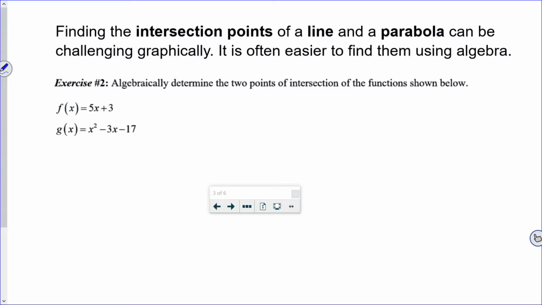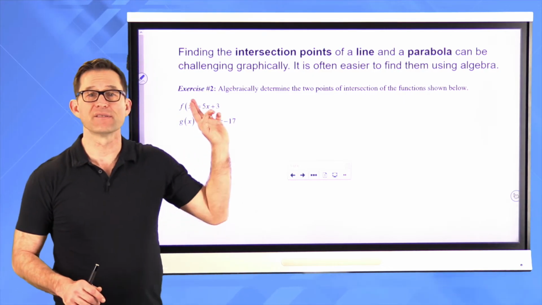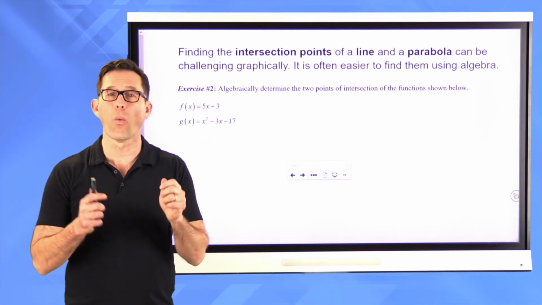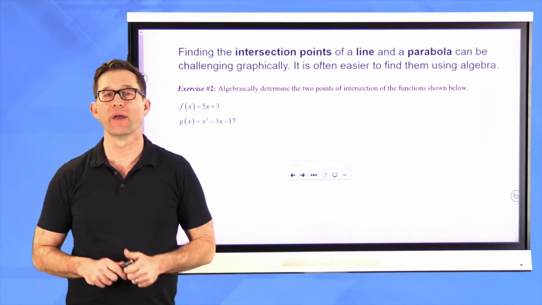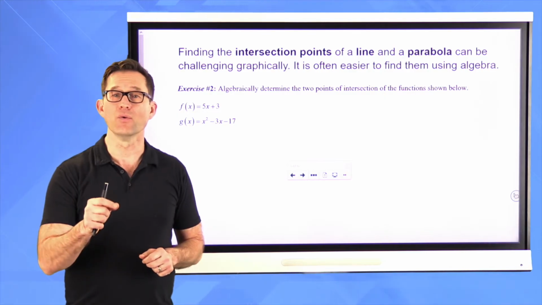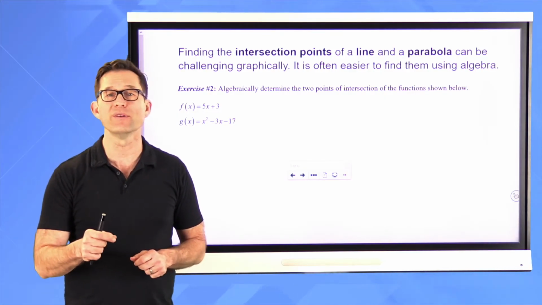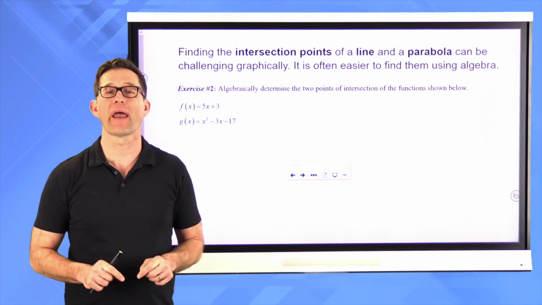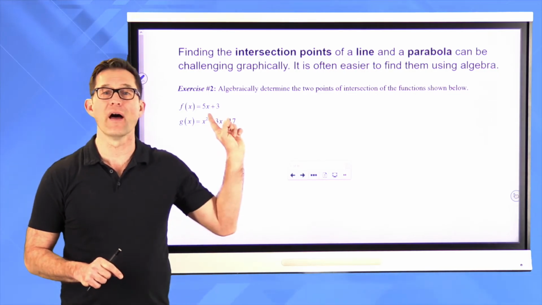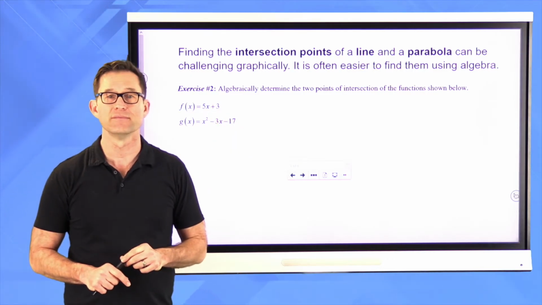Algebraically determine the two points of intersection of the functions shown below. f(x) = 5x + 3, and g(x) = x² − 3x − 17. Please don't be bothered by the fact that it says f(x) and g(x). These are still y = 5x + 3 and y = x² − 3x − 17. So I'd like you to solve this problem exactly the way that we solved part B in the last problem. Pause the video now and see if you can figure out algebraically where this parabola and that line intersect each other.